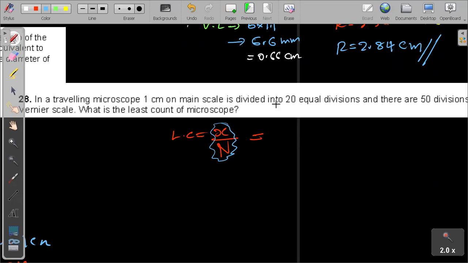Let's apply. So what is the vernier scale division now? First of all, I have to find the main scale division. 1 cm divided by 20 is 0.05 centimeter. This is going to be the MSD. So you are going to divide the main scale division, 0.05 centimeter, into 50 equal parts.